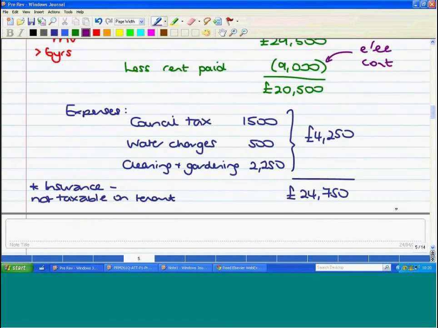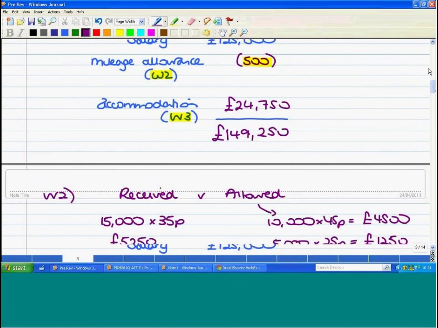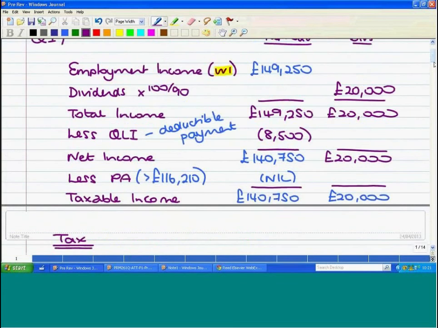Okay, so those are my workings. So what I would then do is pull all of that back, and then I can actually get into working out some tax once I've got those numbers in my pro forma. So my 149,250 goes in. Then I can run it through.